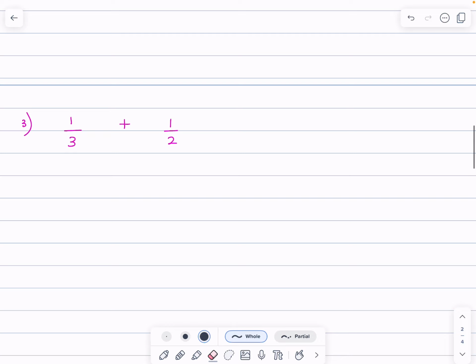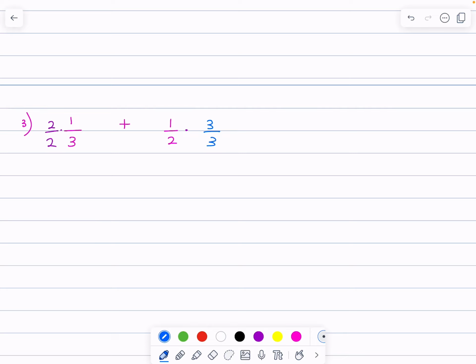So what I can do here is multiply the top and the bottom of the first one, which is this 1 over 3, by the denominator of the second number, which is 2. So I'm going to multiply top and bottom by 2 divided by 2. And I'm also going to multiply the top and bottom of this second one by the denominator of the first one. So 3 over 3, right?